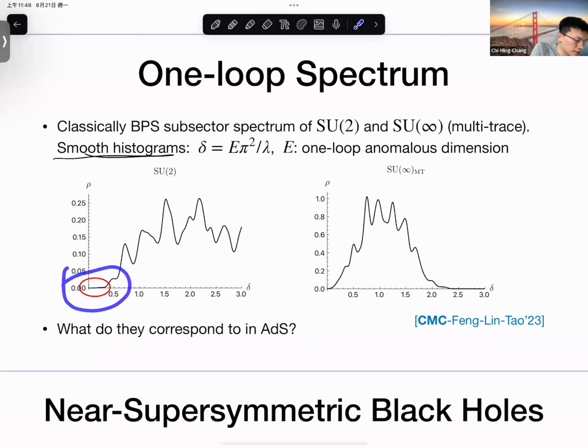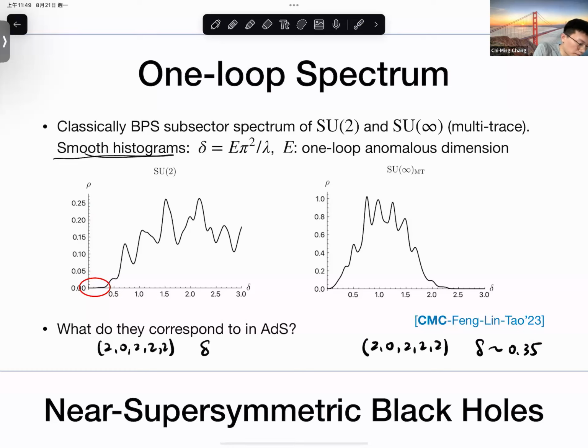Of course, this gap depends on the charges. So let me try to write some numbers. If you consider SU(infinity), with charges 2, 0, 2, 2, 2, roughly the gap is 0.35. And for SU(2), if you consider 2, 0, 2, 2, 2, the same sector, the gap is roughly 1.38. So even if you look at the absolute gap, SU(infinity) is still smaller than the case of SU(2). But of course, here it is not the absolute gap, it is the gap after smoothing. So it also depends on how many light states you have.